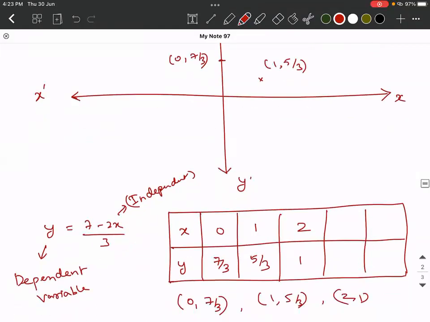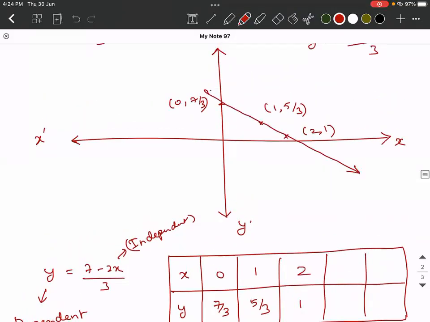Then what do you have? You have 2 comma 1. You have it somewhere over here, which is 2 comma 1. When you try to join all these points, you get a shape which is basically a straight line. So from this, and I'm sure that last year you would have learned that a linear equation in two variables is always a straight line. Okay? So this is why we are able to prove that it is a straight line.